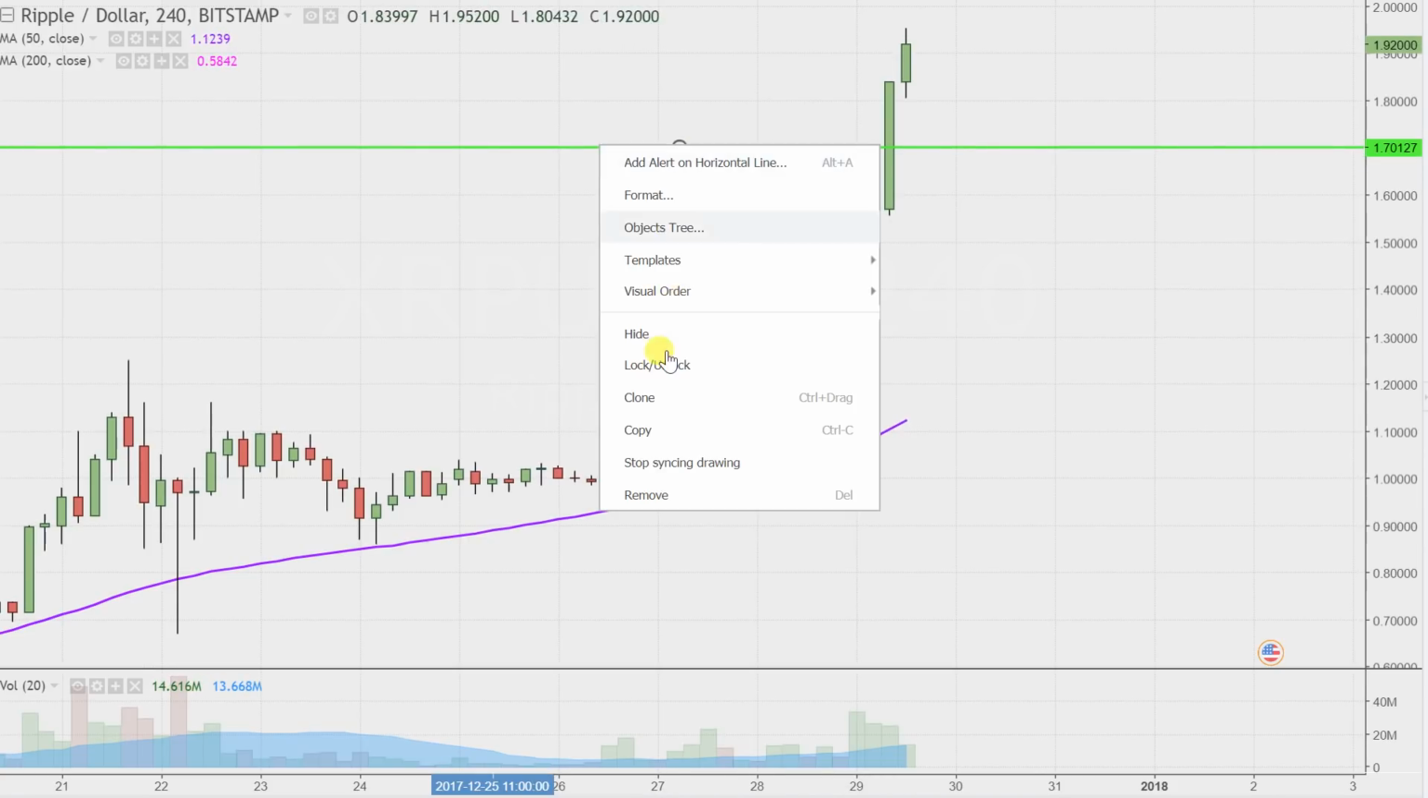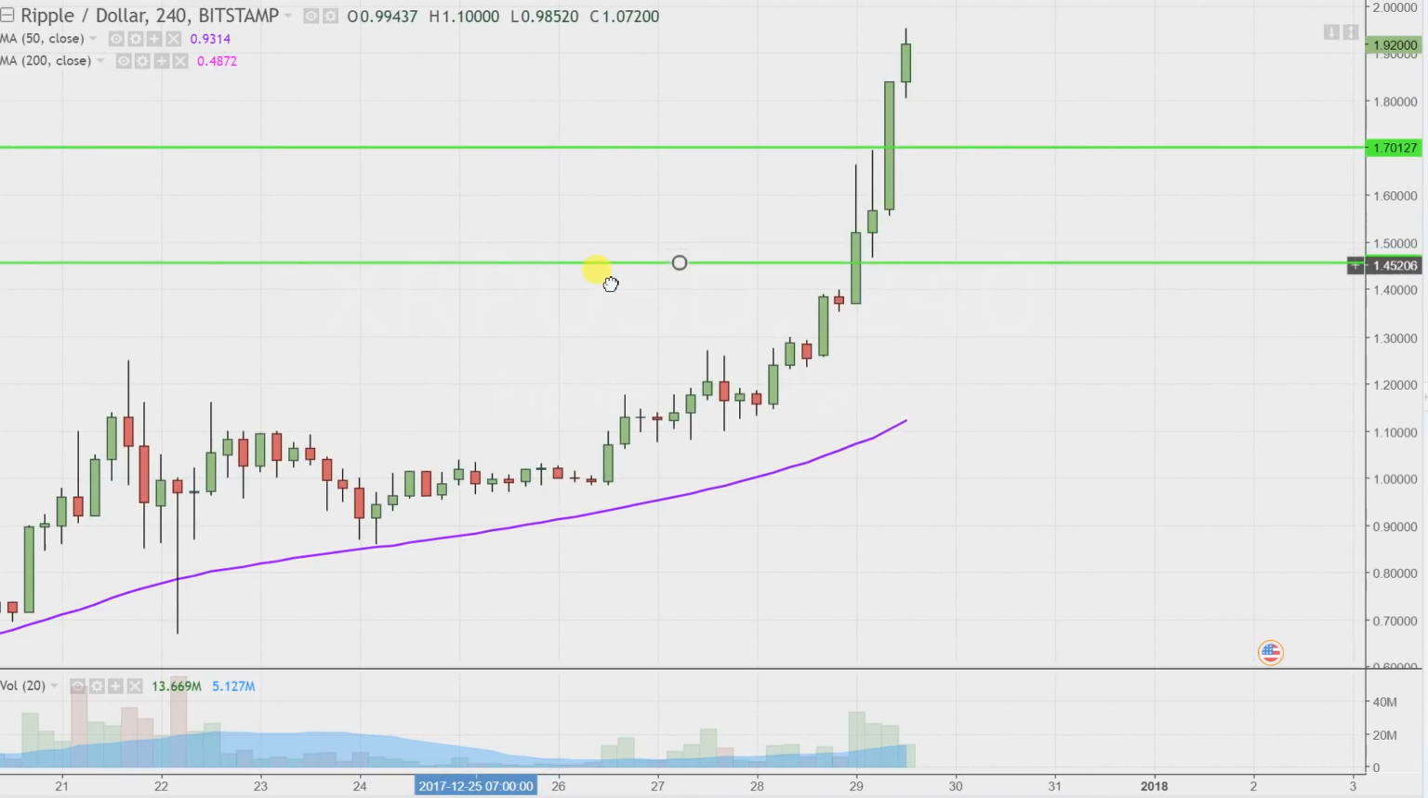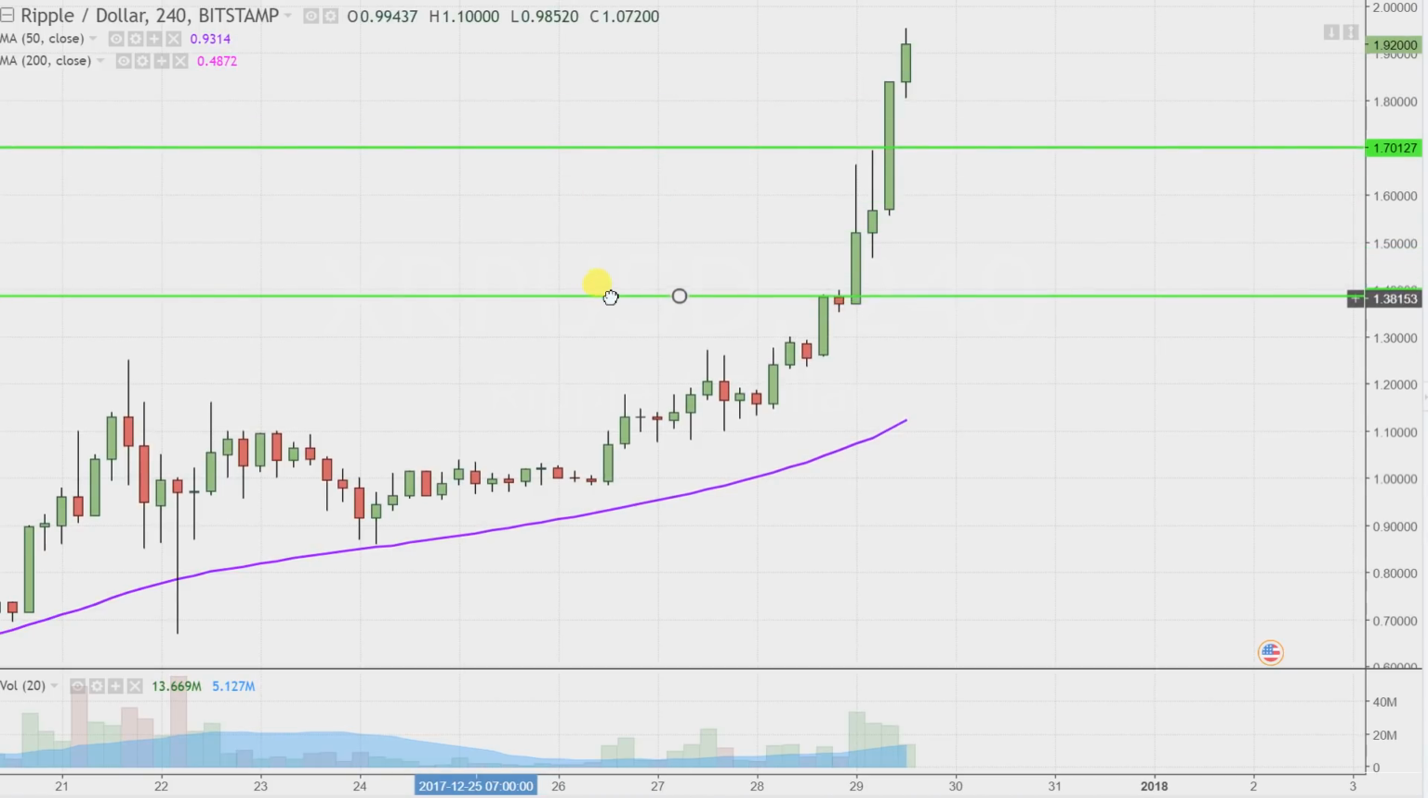Next level of support after that, right here at this previous breakout point, and that sits down there at about $1.40. So $1.70, $1.40, two of the near-term levels of support. Taking a step back and looking at the big picture of things, that is where the purple line here comes into play, which is the famous 50-period simple moving average. So that purple line right there is going to be the very important level.